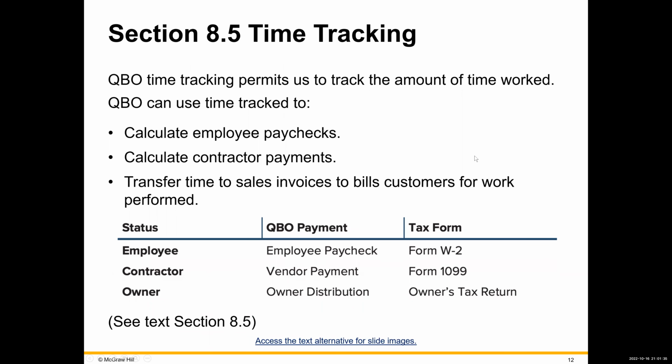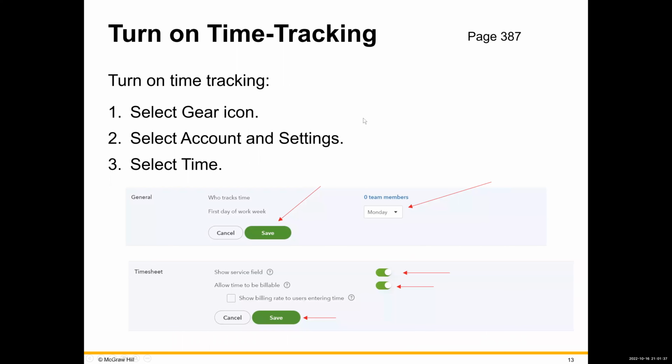Okay. Now, to turn on time tracking, it's pretty easy. We just go to the gear icon, select Account and Settings, and select Time. In the General section, just make sure that your first day of the week is Monday, hit Save. In the Timesheet section, make sure that Show Service field is turned on, and also Allow Time to be Billable is turned on, and hit Save, and you're good to go. And that's what you're going to do on page 387.